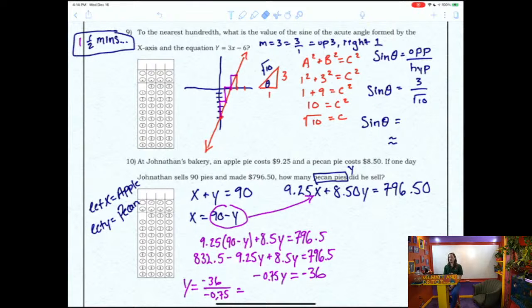And now sine is the ratio of the opposite side length to the hypotenuse. Or in other words, respective to the angle that you're speaking of, it's the opposite side length divided by the hypotenuse. The opposite side length here is 3. The hypotenuse is the square root of 10. So 3 divided by the square root of 10 is going to be 0.948, which rounded to the nearest hundredth is 0.95.